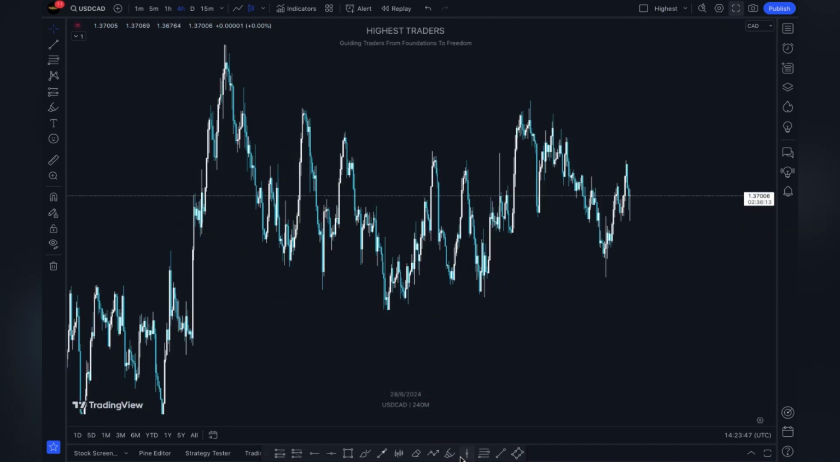On the 4 hour, our last significant swing low is here, right? And then the last significant swing high is here. Then the one before the last one is here, and then the swing low. This is the last one here, and that is what is currently sponsoring price.